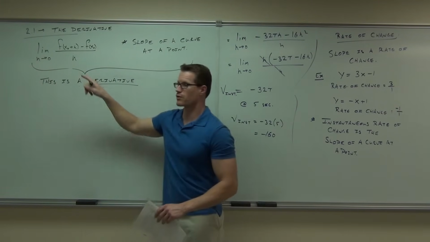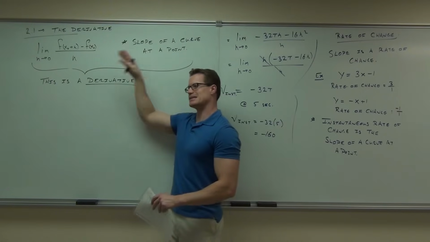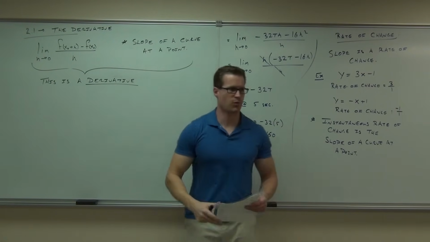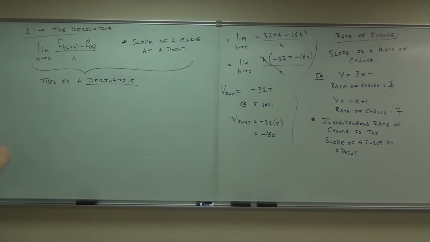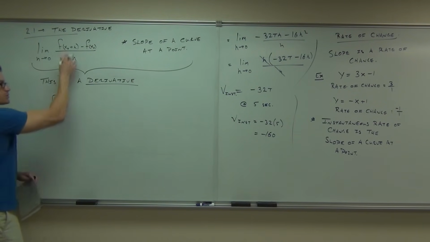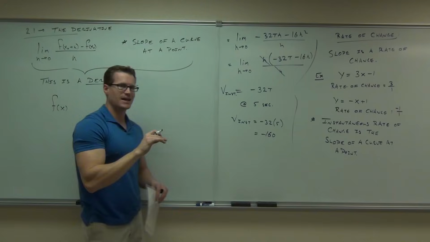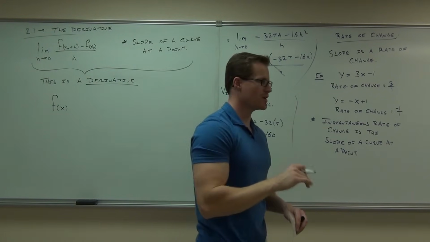This thing is the slope of a curve at a point. That's the derivative function. It's telling you how to find the slope of a curve at a point. So when we're taking derivatives, that's all we're doing. And there's a special notation for it. The derivative looks like this. That's the function that we're talking about here.